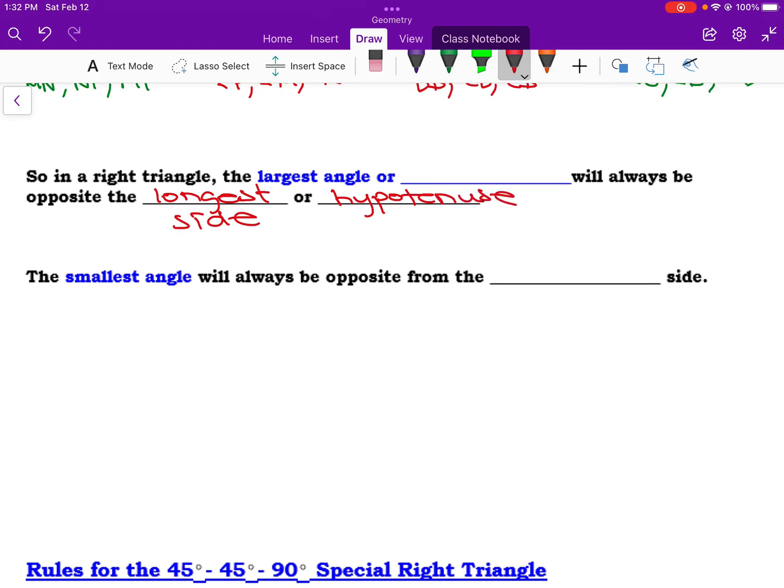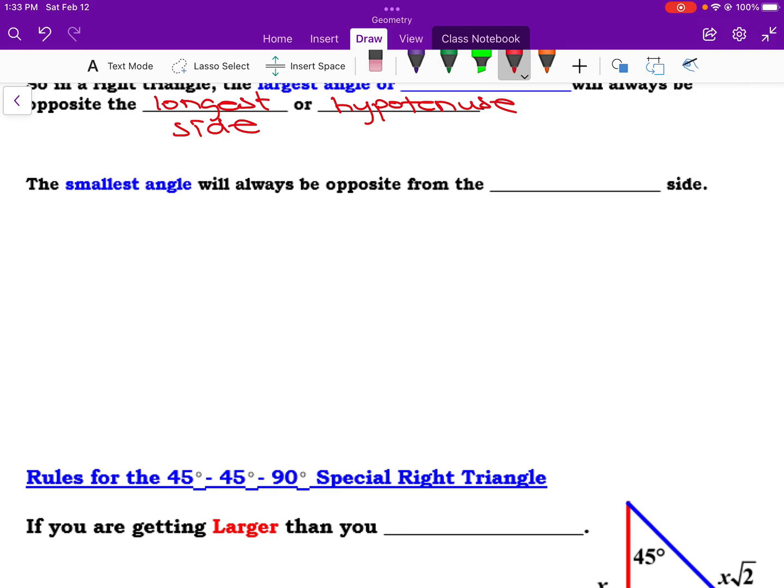Largest angle, I was assuming I knew all this terminology here. We're going to check that really quickly. If it's larger than a right angle, then it would be obtuse, but I don't think there's a specific term for that. We just say that it's the largest angle. The smallest angle will always be opposite the shortest side.